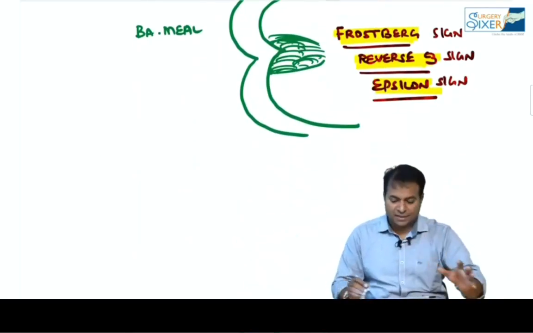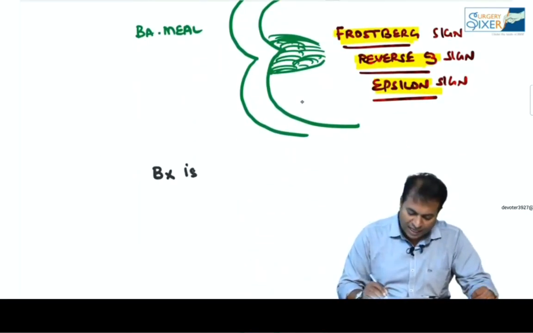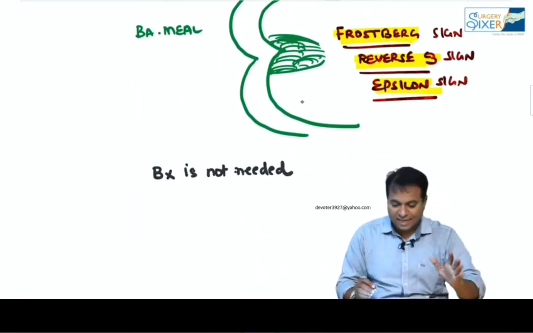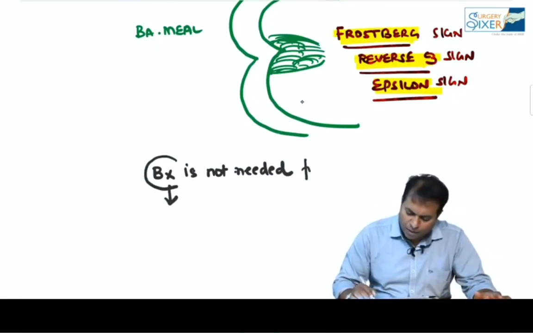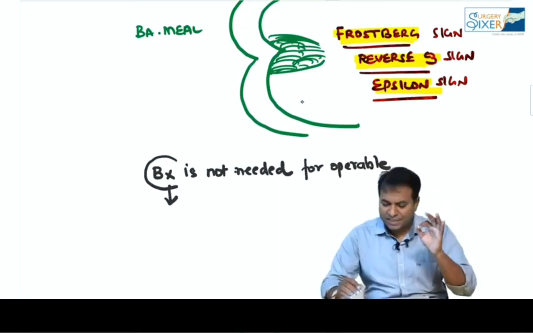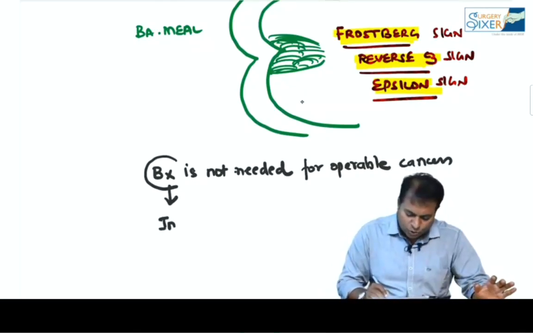For a cancer pancreas, is biopsy a must or not needed? Biopsy is not needed if you are going to operate. Biopsy is done only when you are not going to operate. When you are going to give palliative chemotherapy or radiotherapy, then only we take a biopsy. Otherwise, biopsy is not needed for operable cancers. Please remember, in pancreatic cancers, biopsy is not needed for operable cancers. Only for inoperable cancers should you take a biopsy.